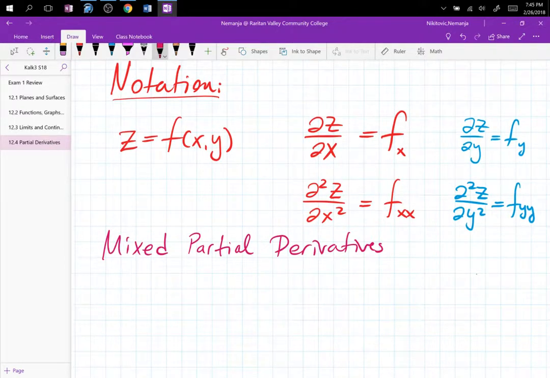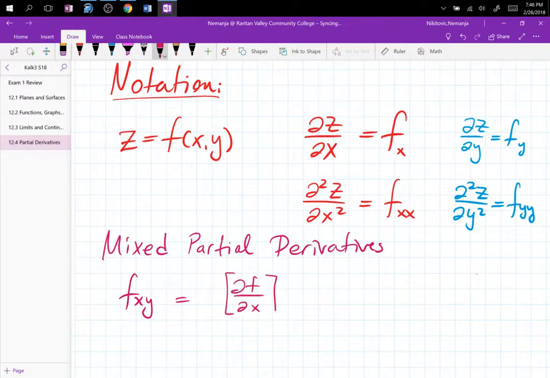And those are when you have fxy or fyx. Now this is obviously only if you have 2 variables. If you have 3 variables, then there are more combinations of this, clearly. So mixed partial derivatives, maybe I should just go one by one. So fxy means that you will first take the partial derivative of f in respect to x, and then you will hit that with the partial of y.